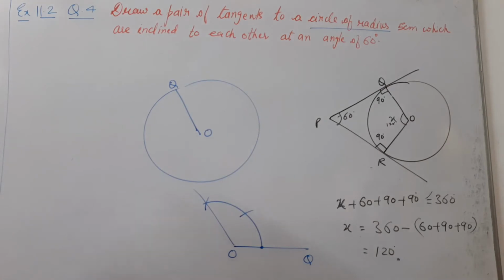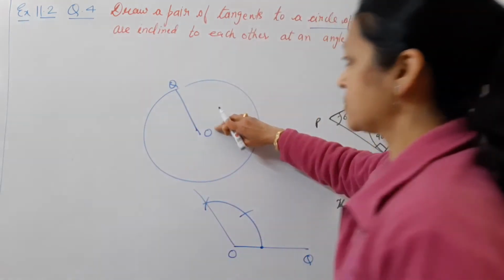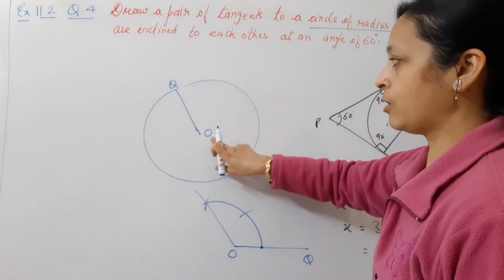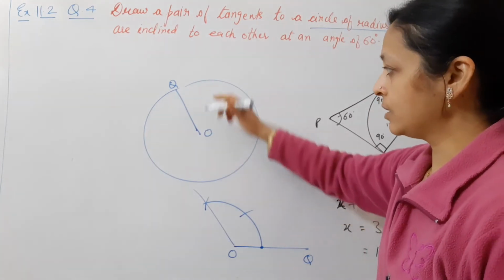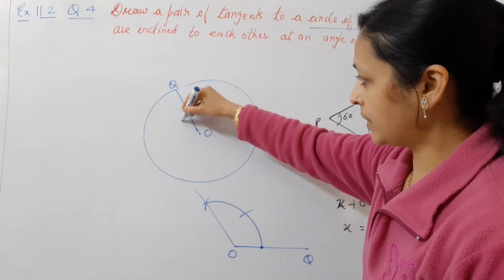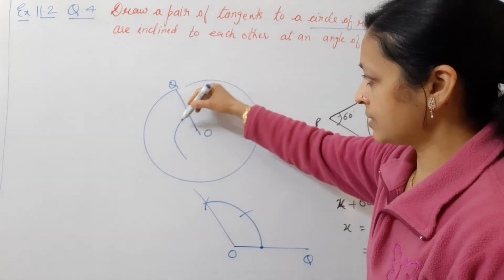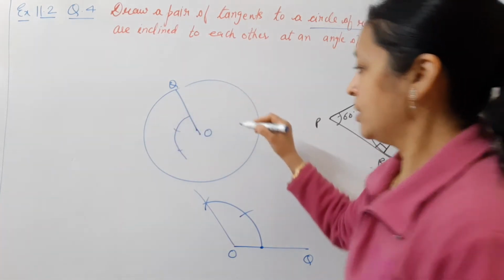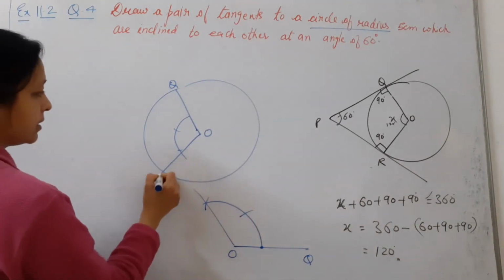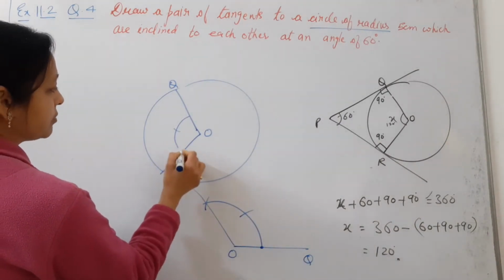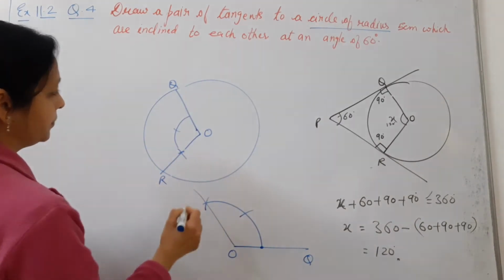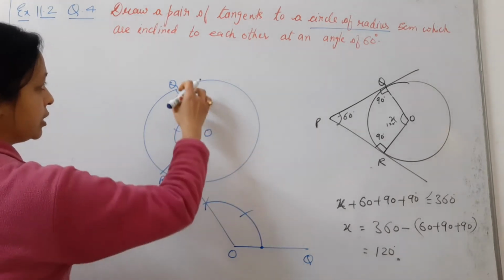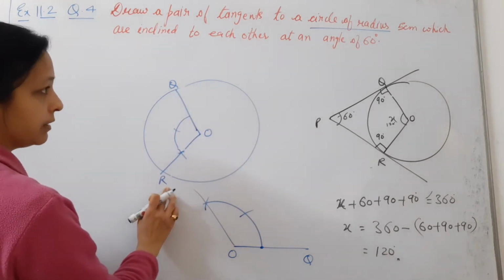So here we can do the same procedure. Our line segment is OQ. From O we have to construct 120 degrees. So we will take an arc here with the same measure, and again the same measure, and we will get 120 degrees. Let this be the point of intersection. So this is point R and angle QOR is 120 degrees.